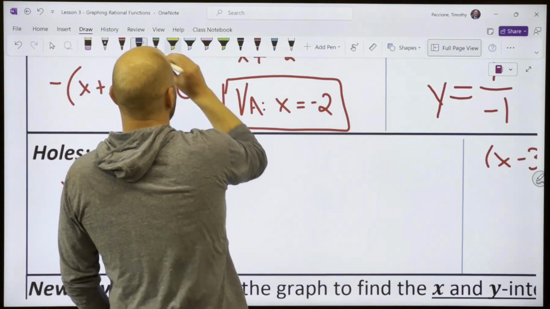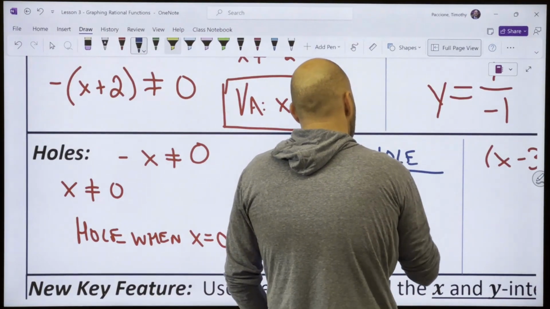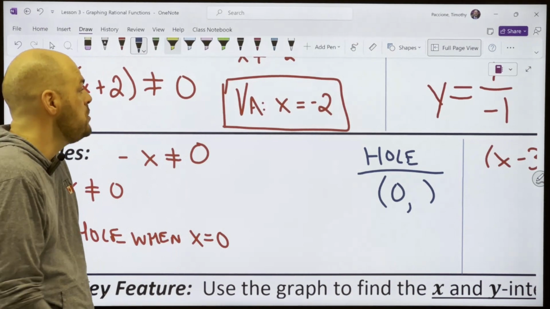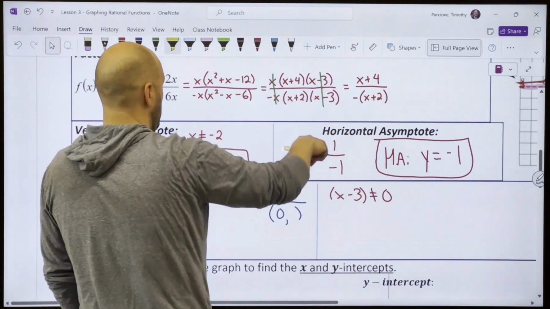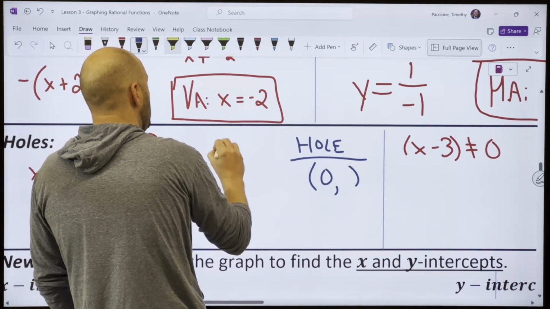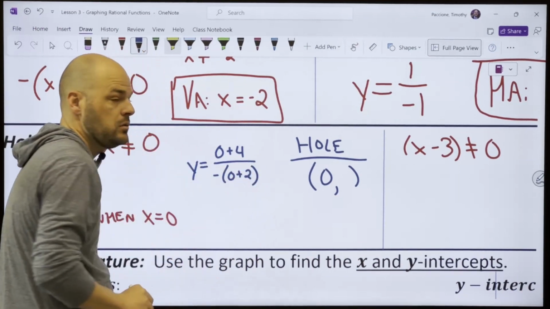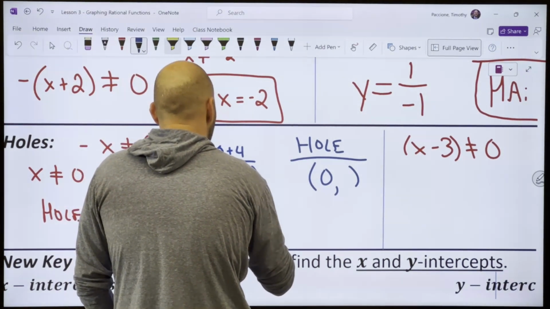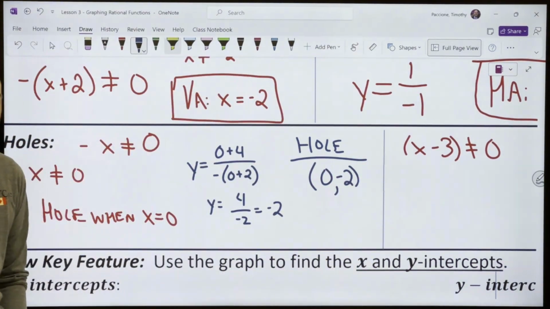Now a hole is a point. So when you find holes, you need an x and a y. We know the hole is at 0. We don't know the y of that, so we plug it into the simplified form. We don't need to worry about the first big form. We can use this one: x plus 4 over negative x plus 2. So our y for this hole will be 0 plus 4 over negative 0 plus 2. Just plug in that 0. We get y equals 4 over 2, or 2 negative. So there should be a hole at (0, 2).